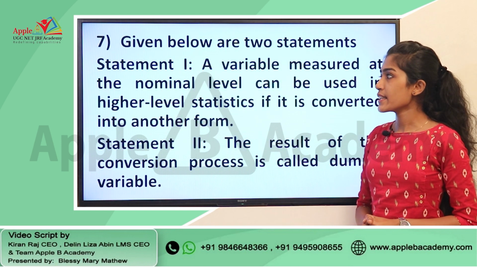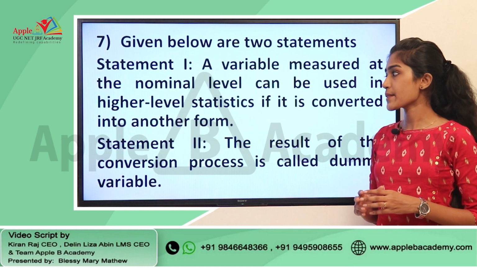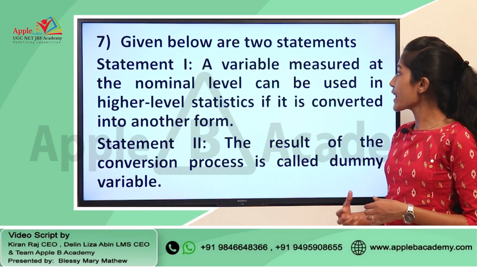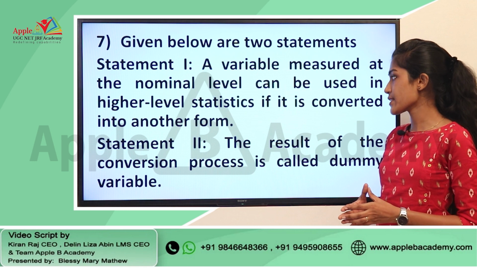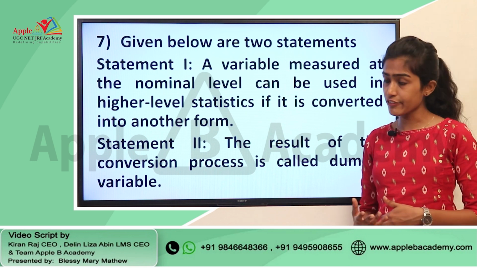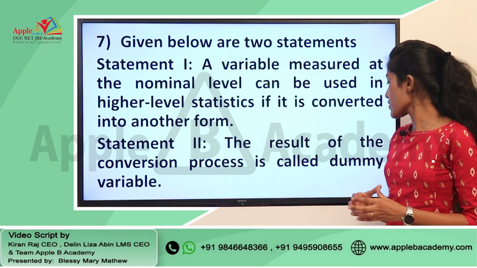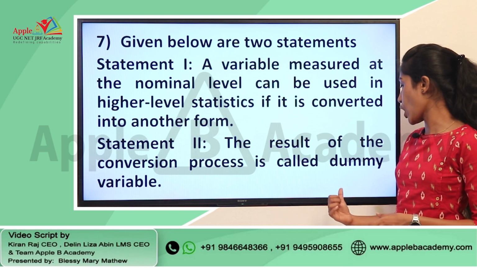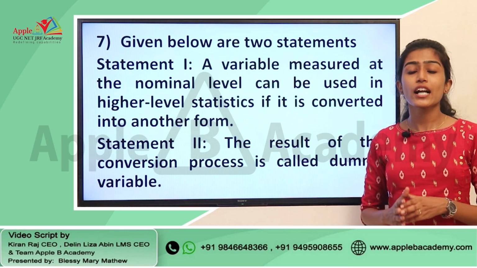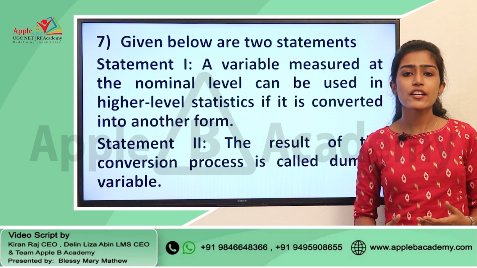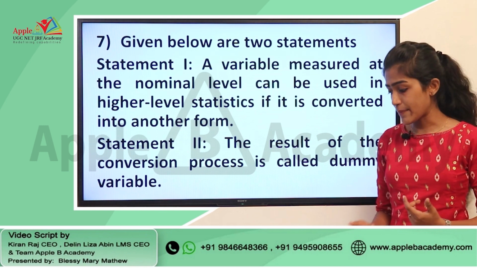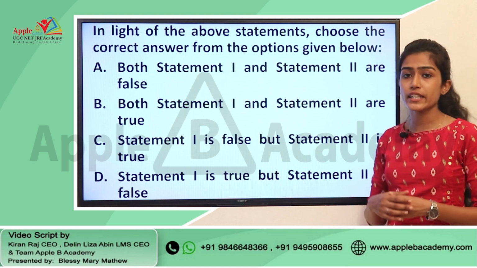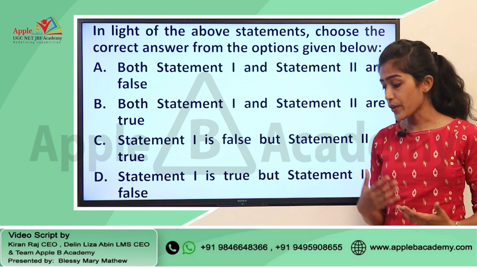Moving to the next question, we have two different statements. Statement 1 says, a variable measured at the nominal level can be used in higher level statistics if it is converted into another form. Statement 2 says, the result of the conversion process is called dummy variable. If you consider this particular question, it is easier for you to identify the module. This is from research aptitude. We have to find out whether these statements are right or wrong.